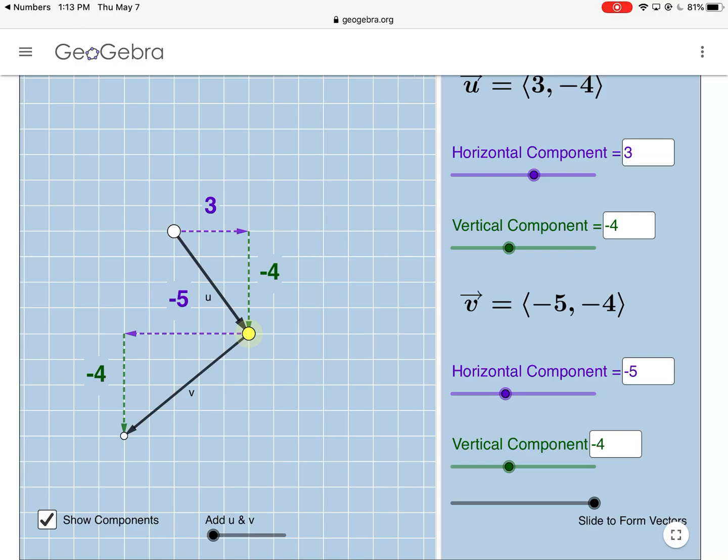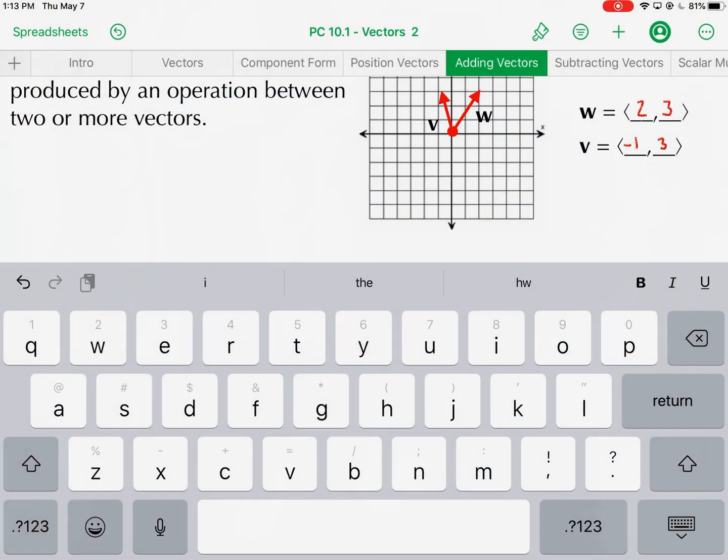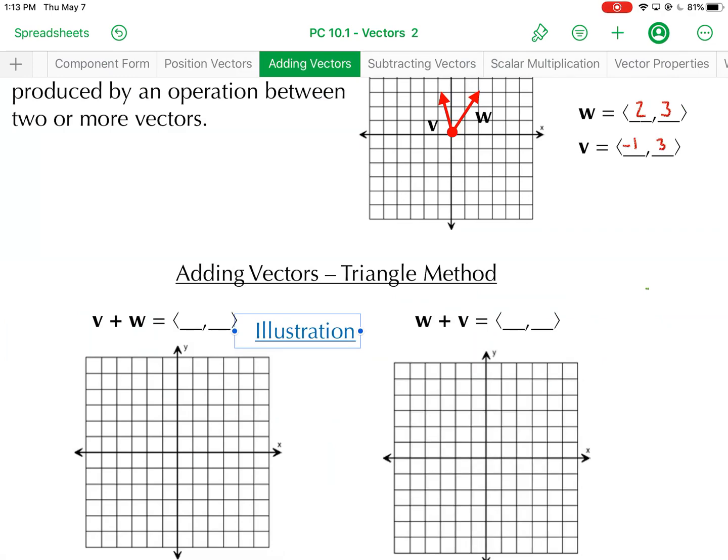So again, I've placed the initial point for vector V at the terminal point for vector U, and then here would be the sum of those two vectors right there. Notice why this is often referred to as the triangle method, because if you draw all three vectors out here, the original two vectors and the resultant vector U plus V, you end up with a triangle. Okay. All right, so let's perform that on our example here.